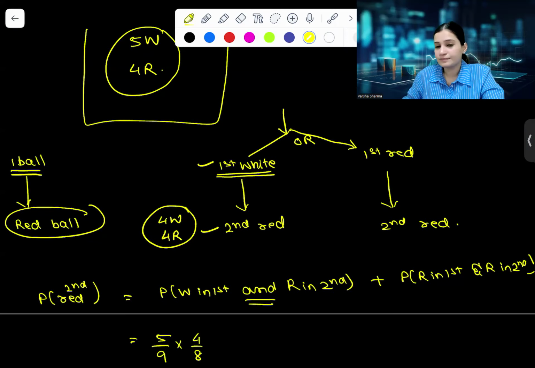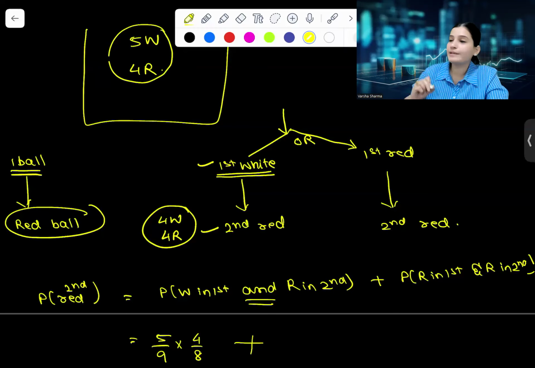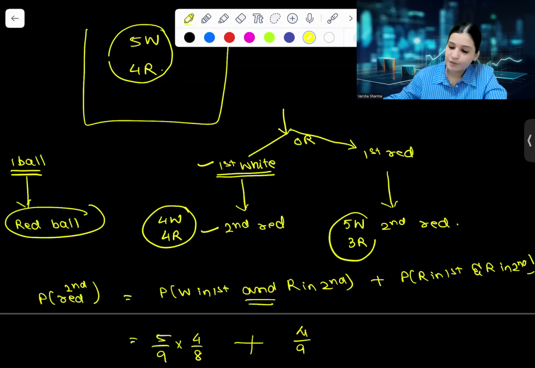Any doubt till here? No. Again, it starts again. We want to find the first ball to be red. What is the probability that the first ball would be red? 4/9. So now the red ball has already been drawn and thrown away. So now the remaining are 5 white and 3 red. What is the probability that the second ball is red in color? 3/8.